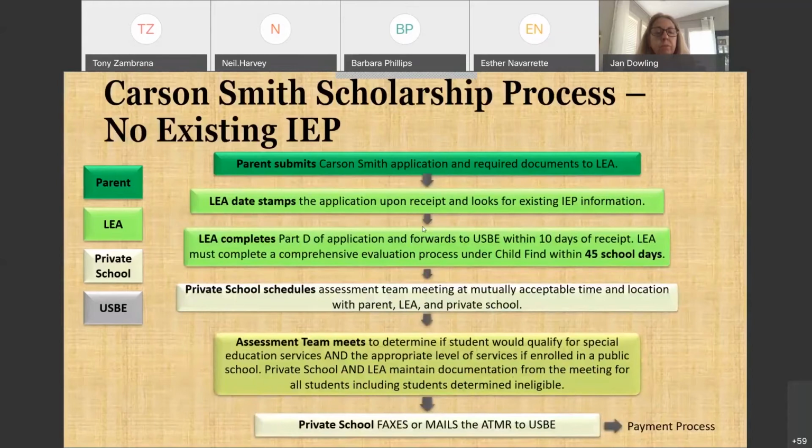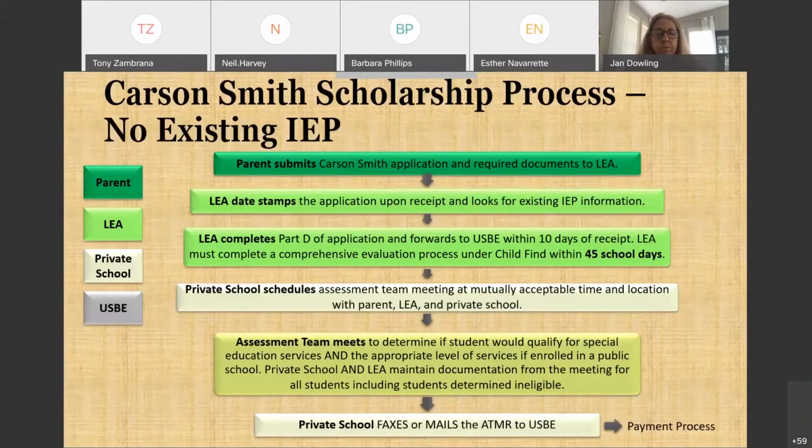And then the private school's responsibilities: the school that's the Carson Smith participating school schedules the assessment team meeting at a mutually acceptable time and location with the parent, the LEA, and the private school. And right here, the assessment duties, this is obviously going to be multiple people that have responsibilities here. And their duties are to determine if a student would qualify for special education services and the appropriate level of services if enrolled in a public school.